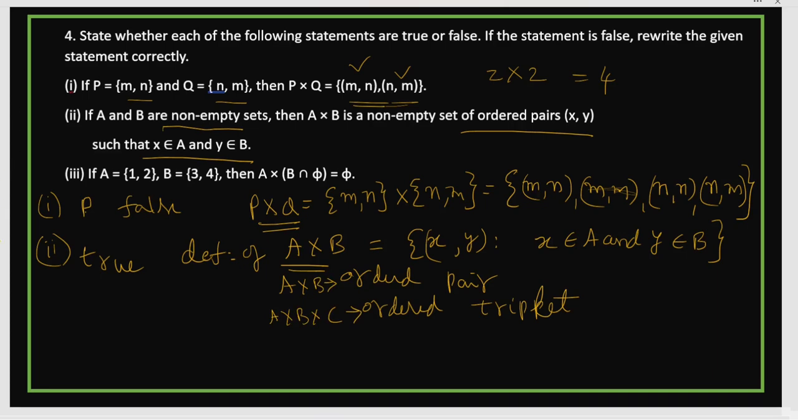Next, the third one. What is the third one? A is 1 comma 2. B is 3 and 4. Then what is B intersection phi? You can clearly say that any set intersection phi is phi. You don't need to write anything.